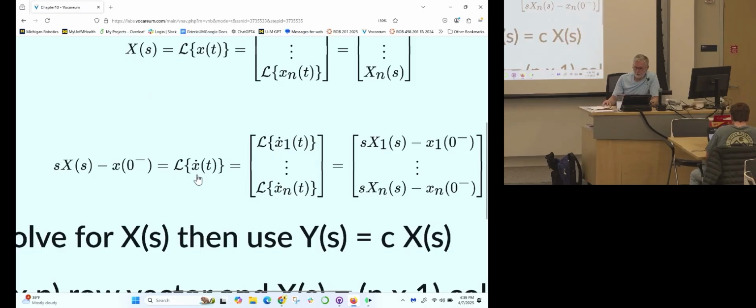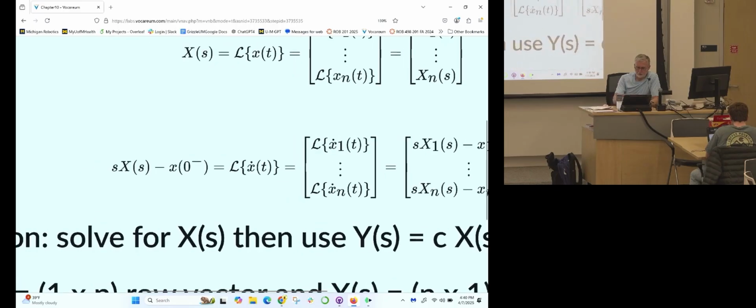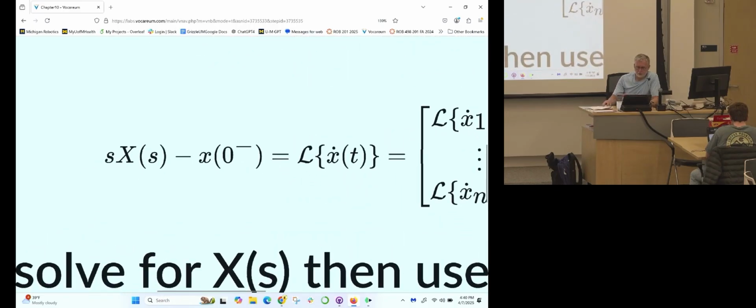And then the derivative is just as we were writing down a moment ago, Laplace transform of x1 dot, s X1 minus x1 of 0 minus, dot dot dot. Laplace transform of the first derivative of the nth component, s Xn of s minus xn of 0 minus. And we just write that as a vector as s times X of s minus the initial condition.